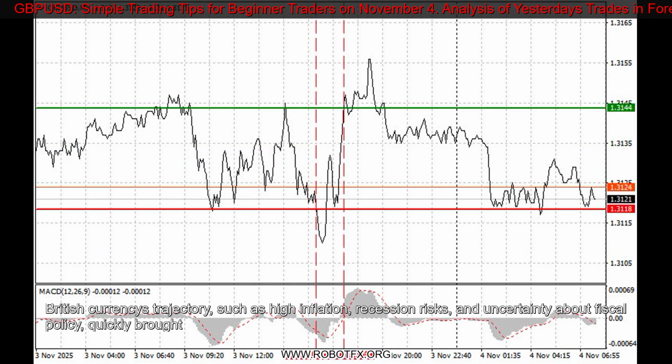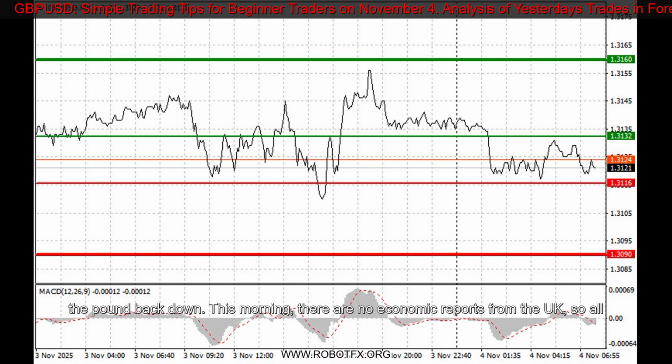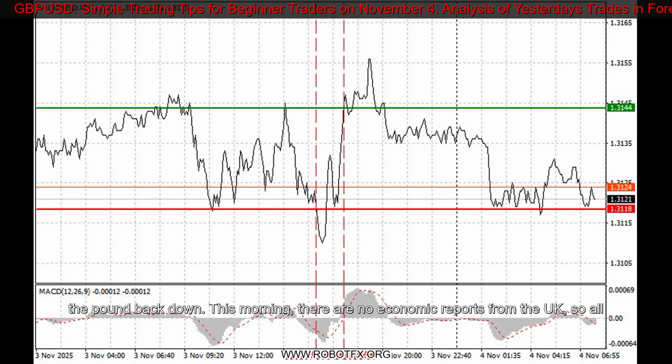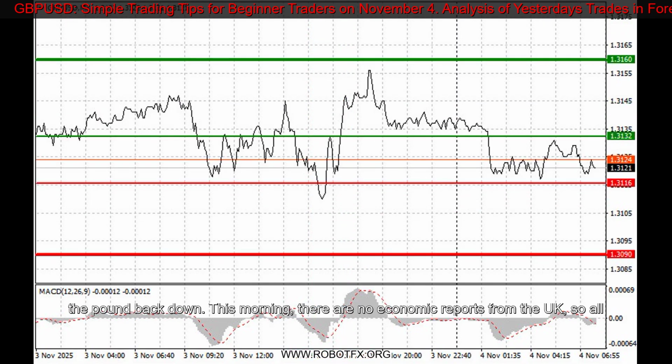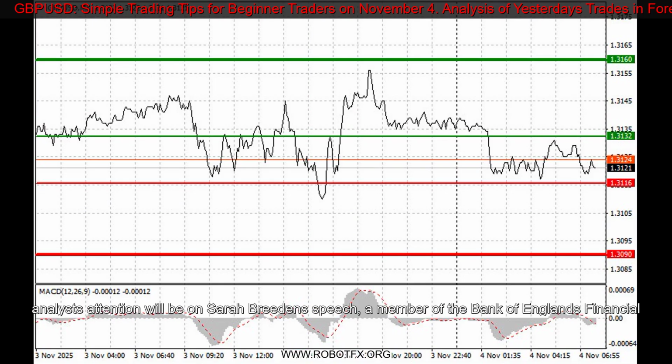This morning, there are no economic reports from the UK, so all analysts' attention will be on Sarah Breden's speech, a member of the Bank of England's Financial Stability Committee. Her statements regarding the reliability of the financial system and inflation expectations will be closely monitored by market participants for signals about the central bank's next steps. Given the recent volatility in financial markets and ongoing unpredictability regarding future interest rate changes, Breden's speech could significantly impact the value of the British currency.